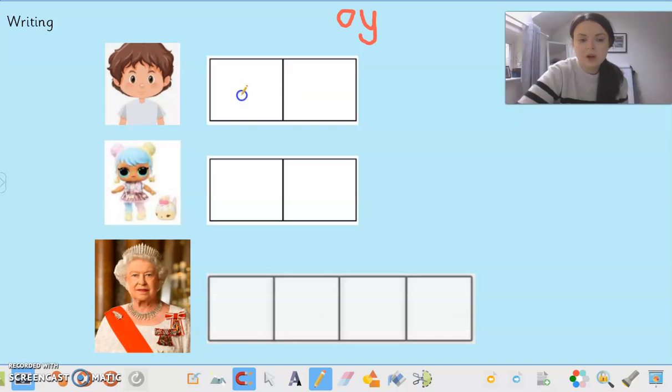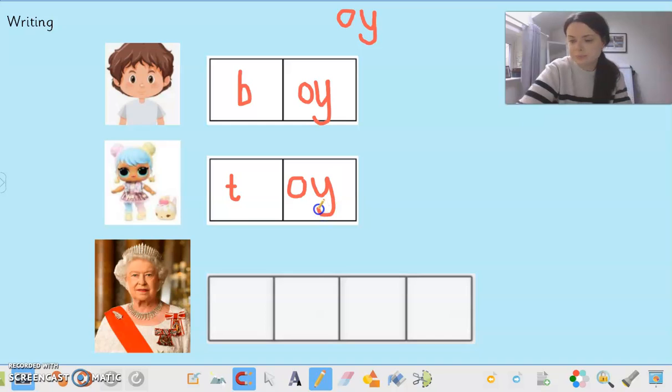Right, well done for having a go. Let's do it together. So I can hear b, oi, nice and easy. There's only two sounds in that word. We use our phonics hands. B, oi, boy. Well done. Again with toy, I can just hear two sounds. T, oi, toy. Brilliant. Well done.